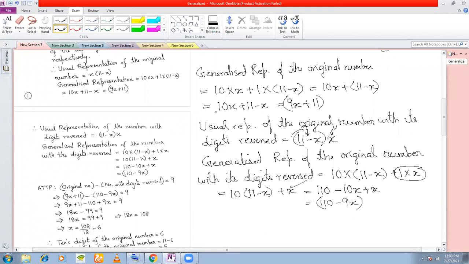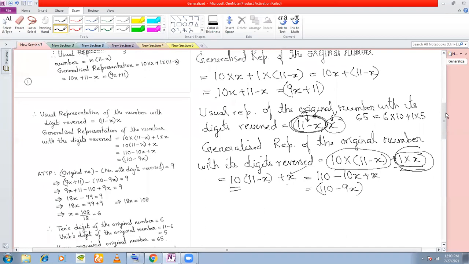This is the tens digit, right? Yes, sir. This is the tens digit. Suppose the number is 65. Then how do you write this number? 6 into 10, plus 1 into 5, isn't it? This is how you write. So if this is the tens digit, that is why I multiplied this by 10. And because x is the units digit, I multiplied x by 1 here. So 10 into 11 minus x plus 1 into x. Okay, sir. Understood.